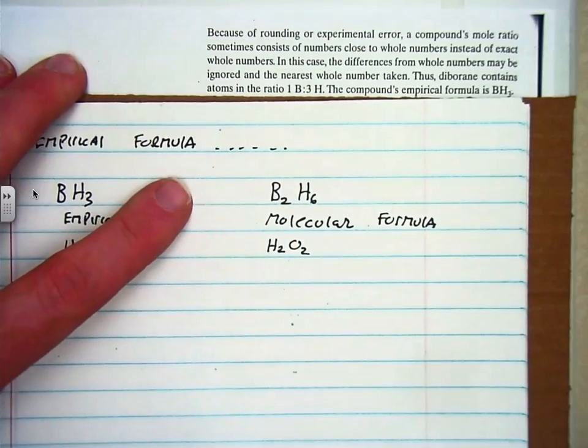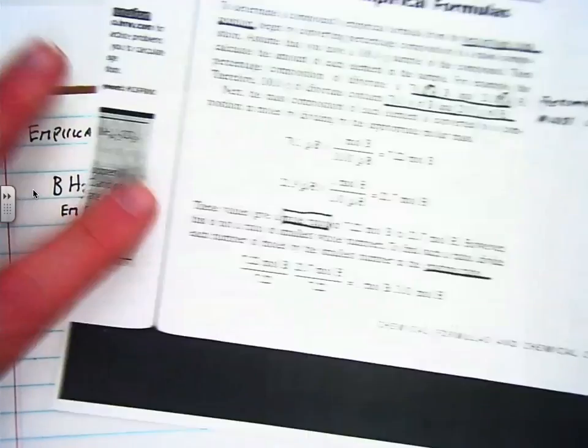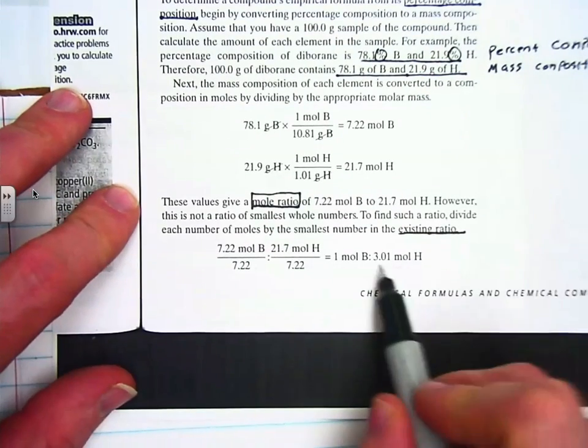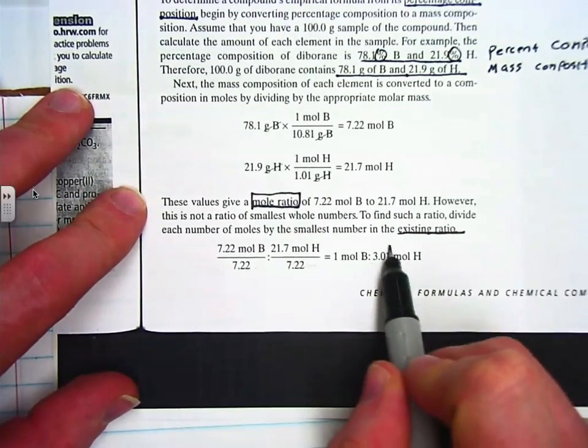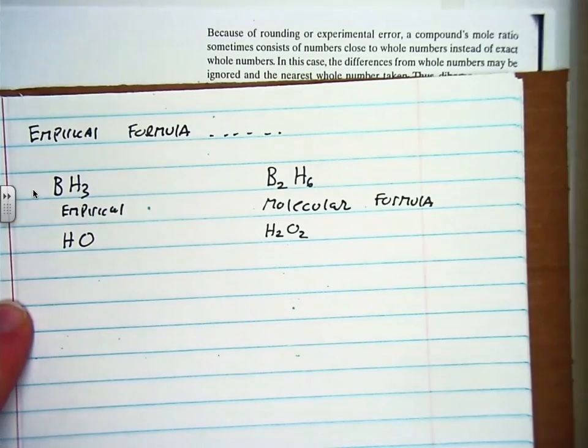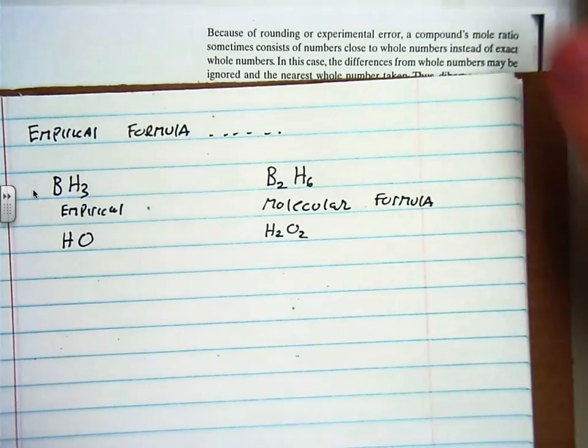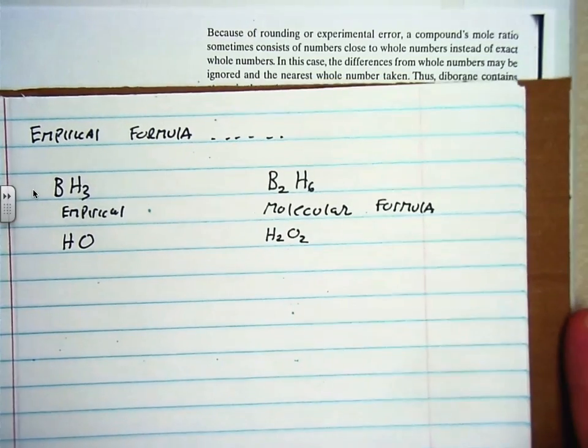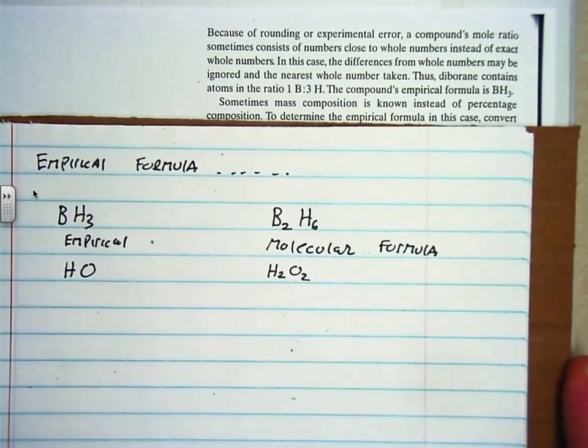What is it basically saying? It's basically saying, hey, look, in the previous page, our math came up with 3.01. That's not a whole number, but the book's saying, hey, that's okay, because sometimes you make a mistake in your experiment or you round numbers and things don't come out quite perfect, but if it's close, you can just safely assume that's the right number, 3.